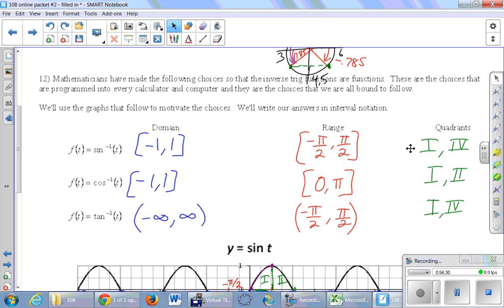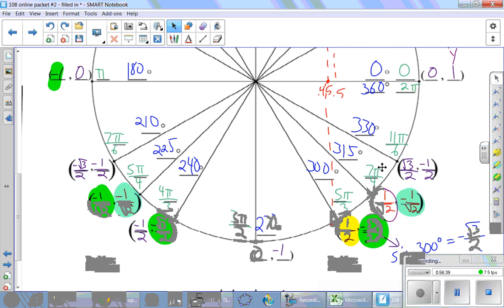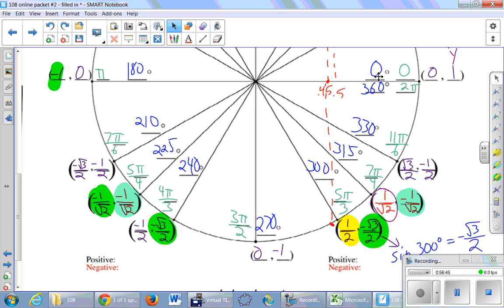So you can't just pick something between quadrants 1 and 4. You got to pick something in this range. So apparently, instead of going around 5 pi over 3, which would be from here all the way around, apparently we were supposed to go the short way, which is the negative way.